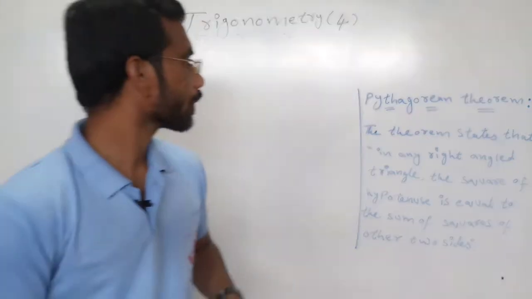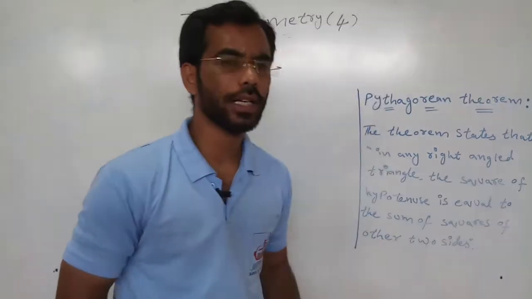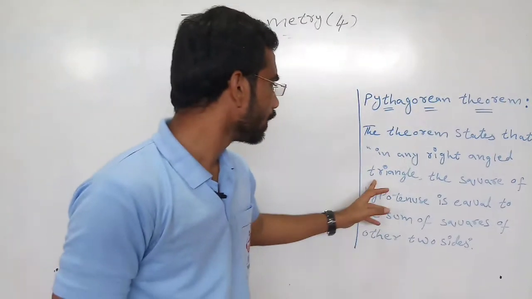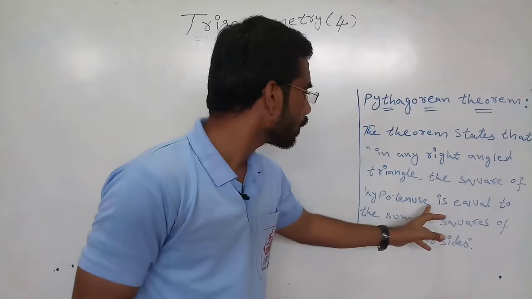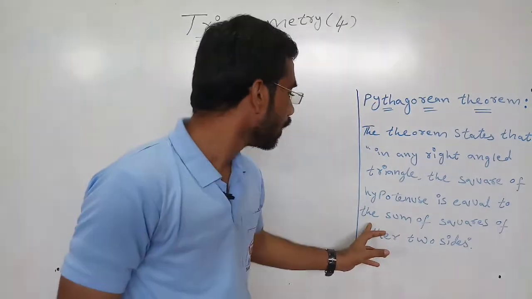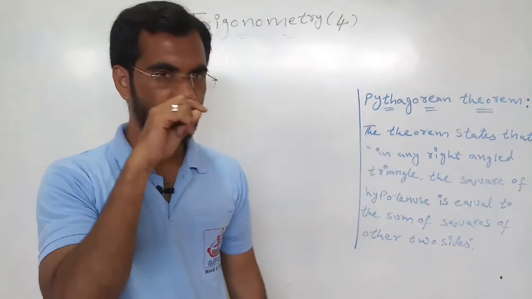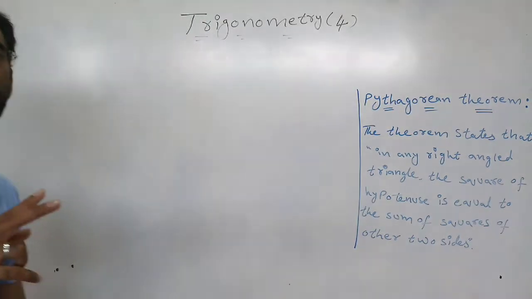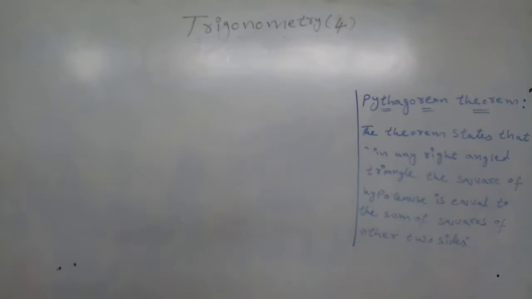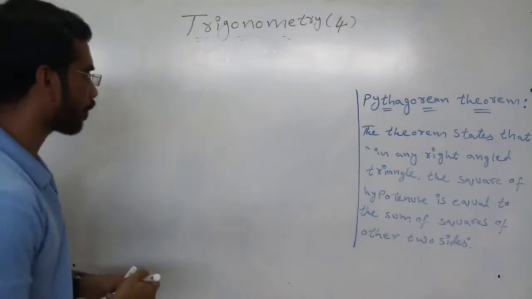Pythagoras says, the theorem states that in any right angle triangle, the square of the hypotenuse is equal to the sum of the squares of the other two sides.